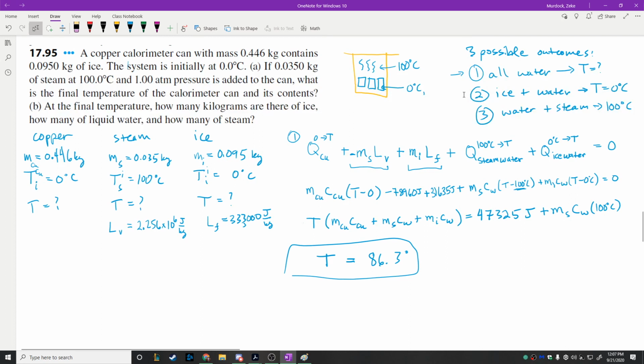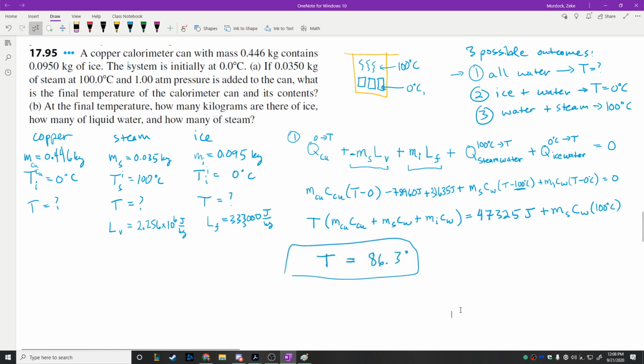Now, it'd be a different story if the steam started off at, let's say, 300 degrees Celsius, right? If the steam started off at like 300 degrees Celsius, well then that might change what the answer is, because then this whole term, if it's just a little bit bigger, you could see how your final temperature might actually not be reasonable, right? But it looks like the assumption we made was correct.